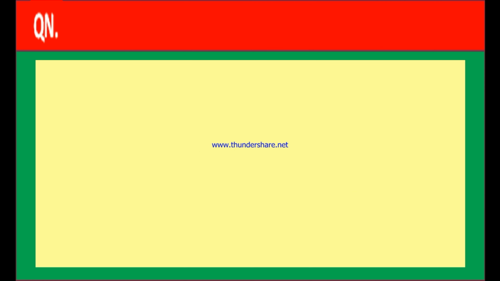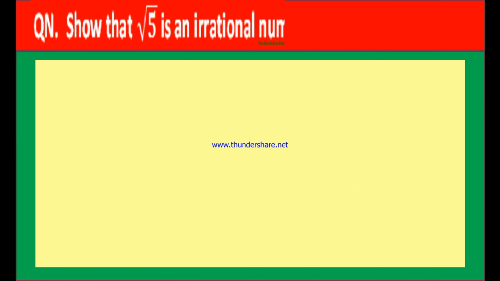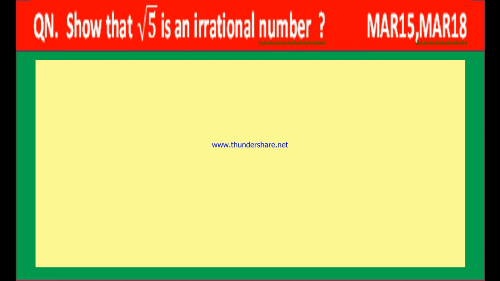Now here is the second question. Show that root 5 is an irrational number. I shall repeat. Show that root 5 is an irrational number. This question appeared in March 2015 and March 2018. You can answer questions like, show that root 11 is an irrational number and root 3 is an irrational number. You can answer all such questions, and root 5, root 7, root 11 are all irrational numbers. You can answer all these questions if you learn this model. Look at the solution.